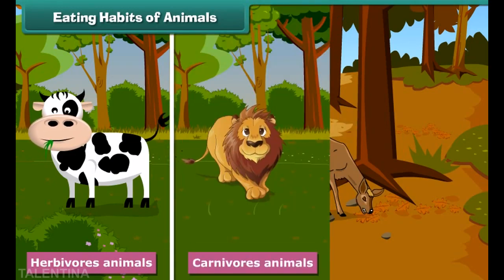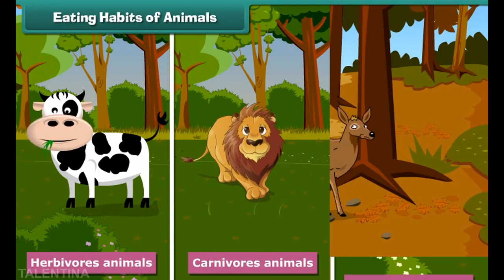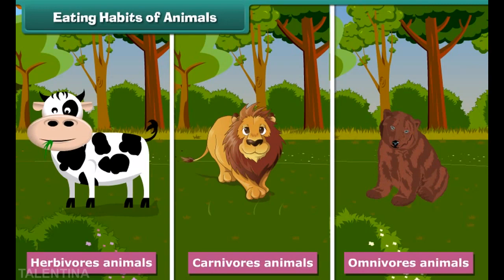Carnivorous. Carnivores eat flesh with their sharp, pointed, and strong teeth. Lion and tiger are examples of carnivores. Omnivorous. Omnivores eat both plants and flesh. Bear and crow are examples of omnivores.